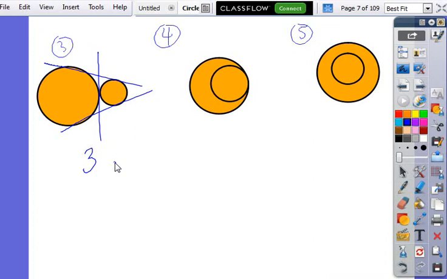Number 4, 1. The other side, 2. Circle hit the other side. It counts. 1. Yeah, 1. Yeah.